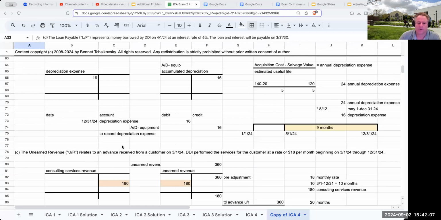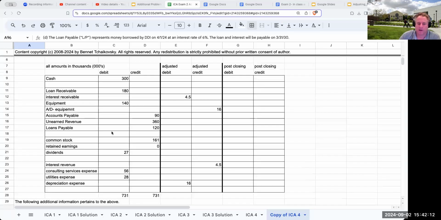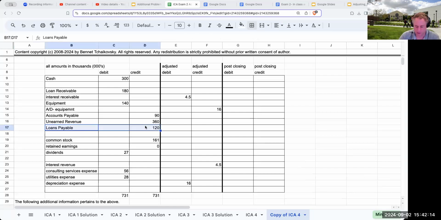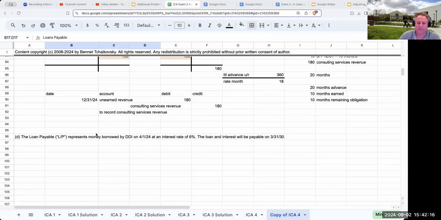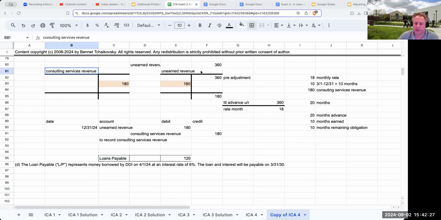So over here, the loan payable. My loan payable amount was 120. The loan payable represents money borrowed by DDI on 4/1/24 at an interest rate of 6%. The loan and interest will be payable on 3/31/30.